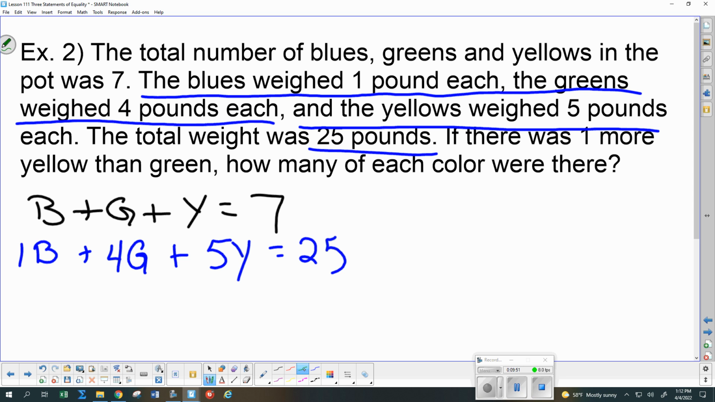Mateo, what about an equation for one more yellow than green? How's that look to the rest of you? All right, got a thumbs up on that. Okay, now what do you think is going to make the most sense for us to do? We have three equations. We have three letters. Kaylee.